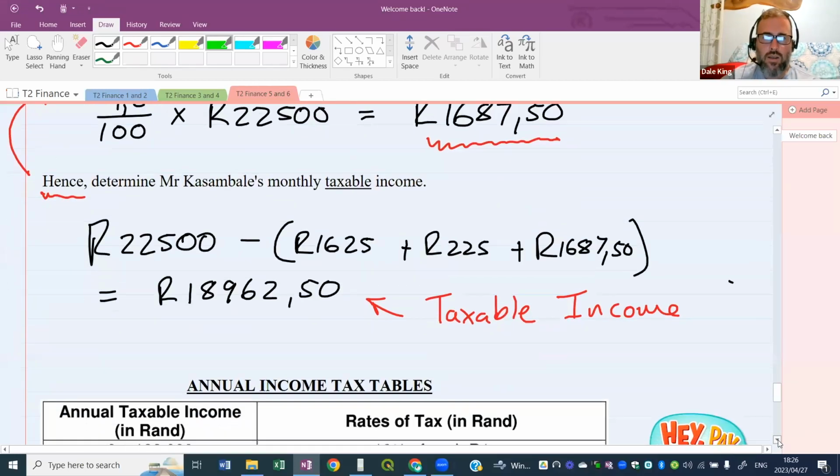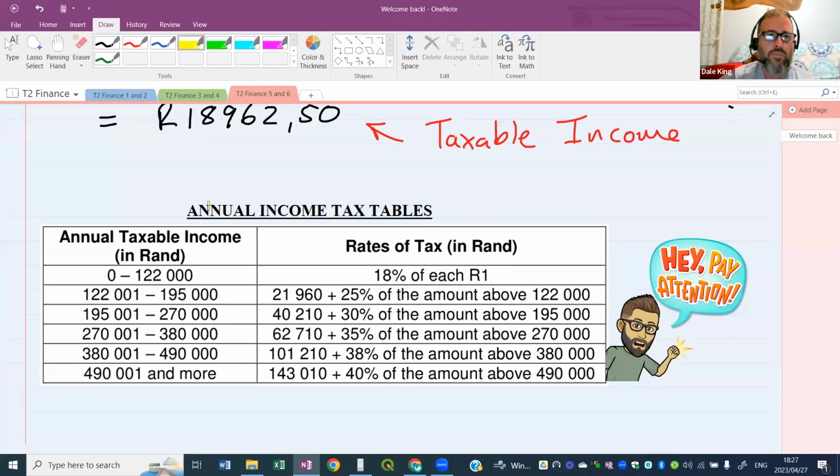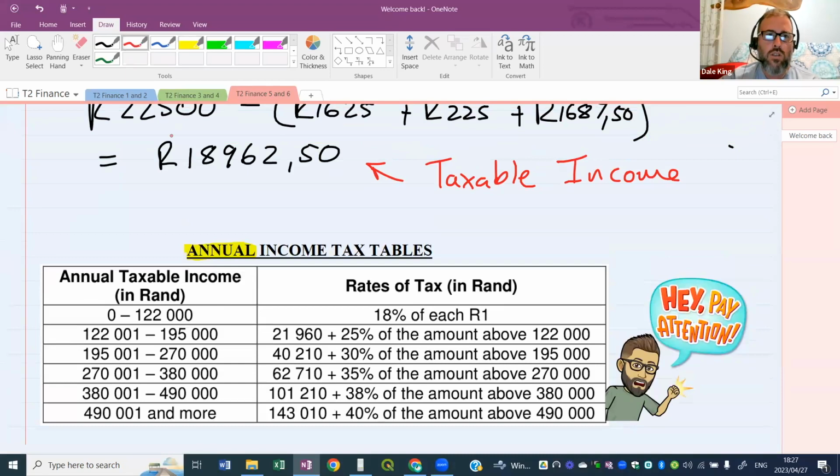But look at this tax table. What does it say up here? Annual. You can't use a monthly taxable income value and go into this tax table because it's an annual tax table. We've got to do something to that monthly amount before we can go into an annual tax table. What do you guys think we need to do to the monthly amount that we've just calculated before we go into the tax table? What calculation will we need to do to this 18,962.50?